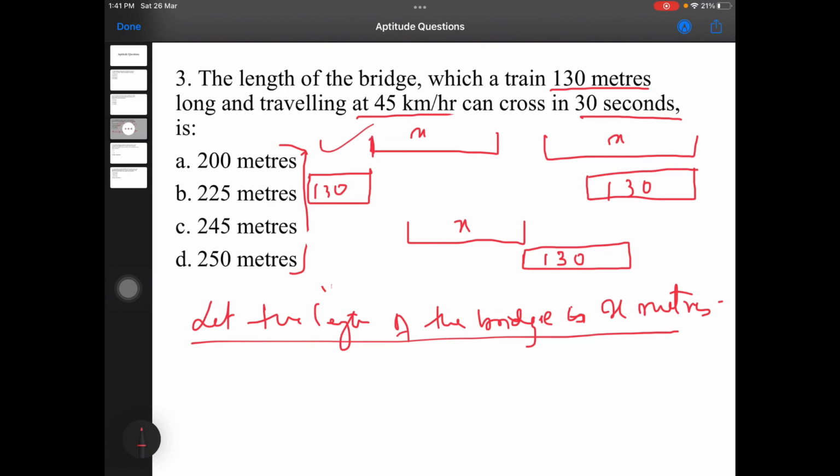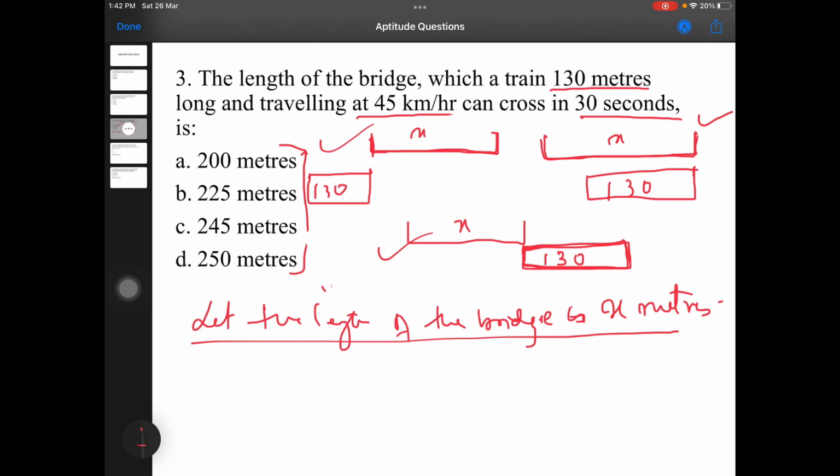In this first scenario, the front part of the train has just reached the bridge, and in the second scenario the train is on the bridge and the front part of the train is about to move out of the bridge. And in the third scenario, the train has completely crossed the bridge.